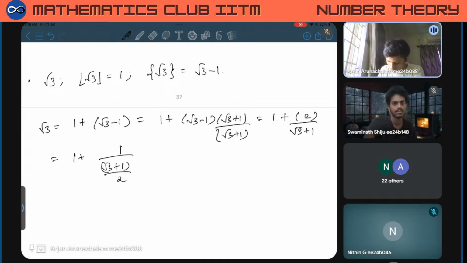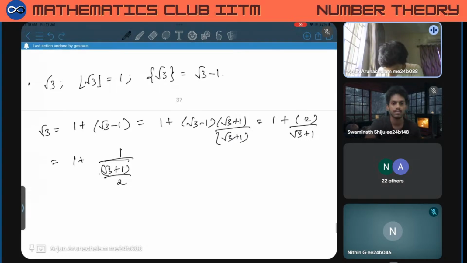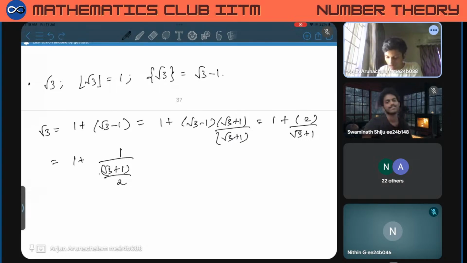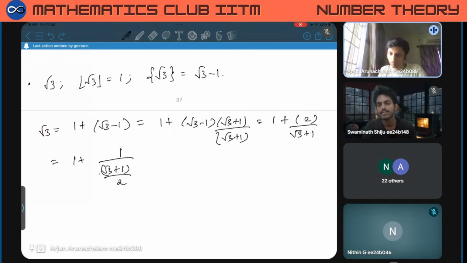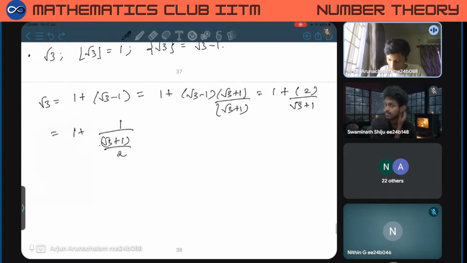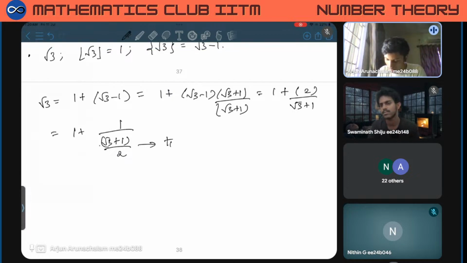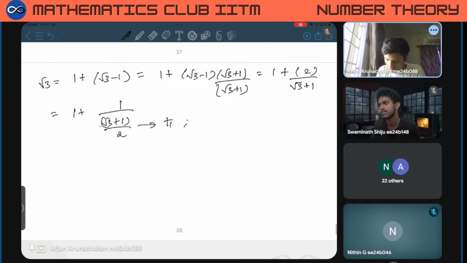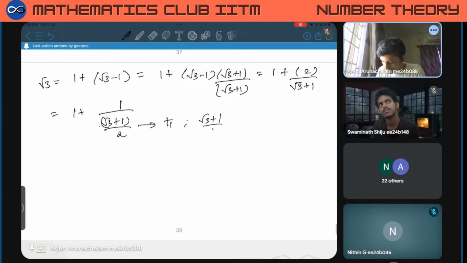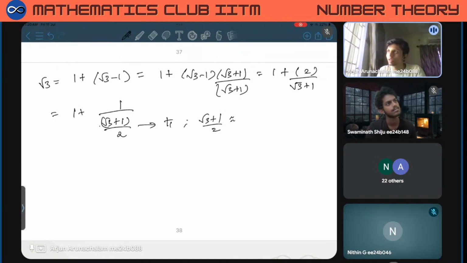Right? So now you treat this part as another thing, and you just carry on from there. So ignore all this and carry on from this. Let's say this is like T1. So root 3 plus 1 by 2 is approximately 1.73.